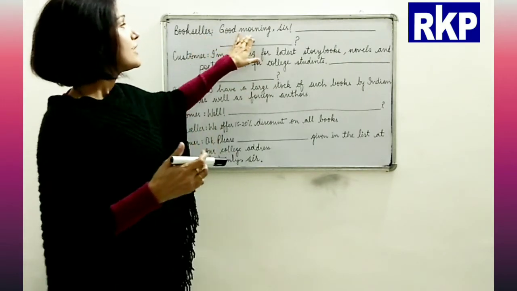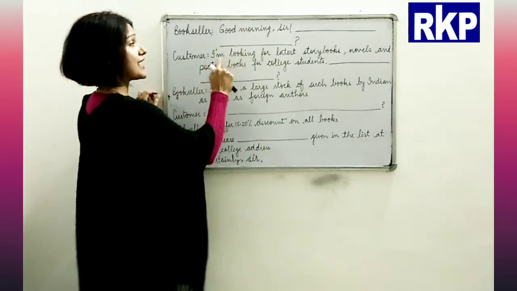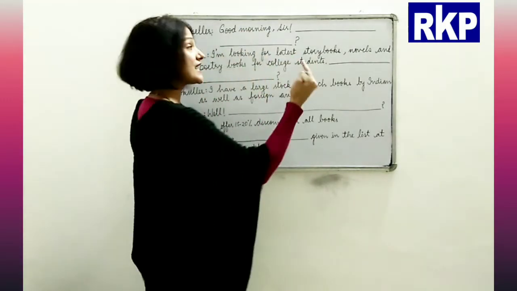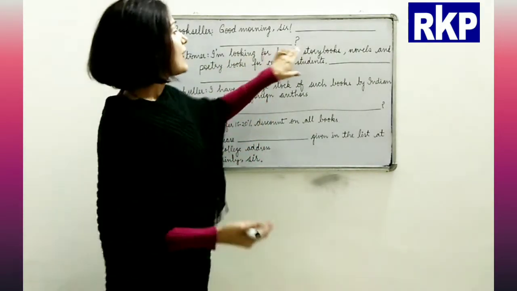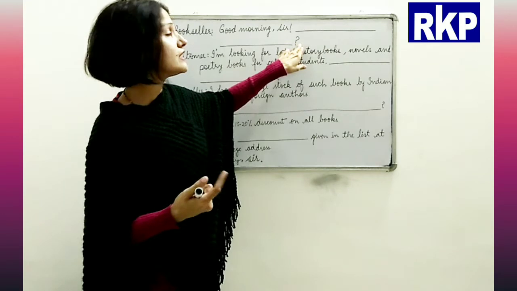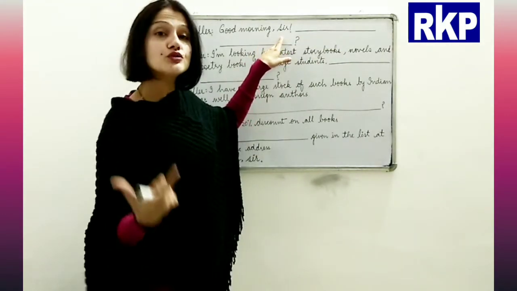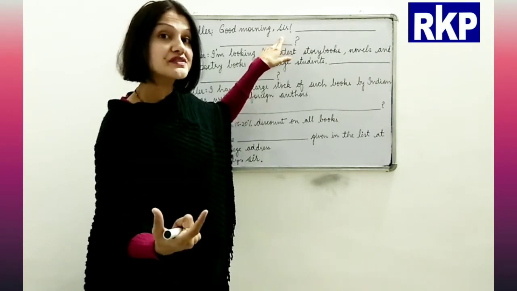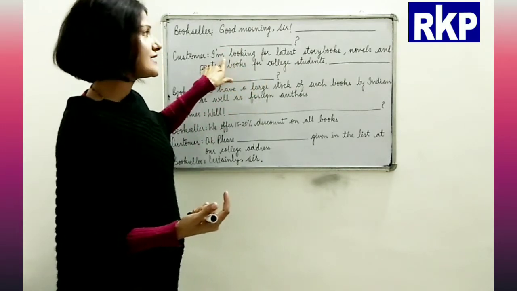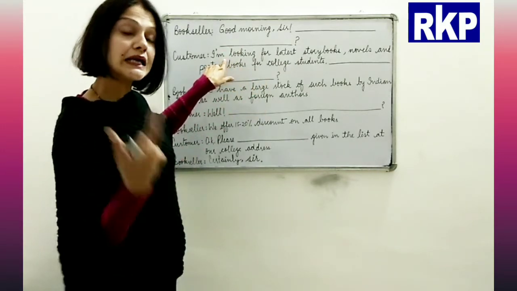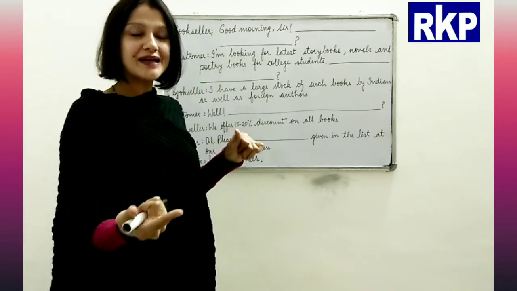So the bookseller has now wished the person, who has come to purchase storybooks, novels and books. And the second thing is, here we see a question mark, so we have to fill it with an interrogative sentence. It is a clear indication. By this answer, we get a clear indication that the bookseller must have asked something.